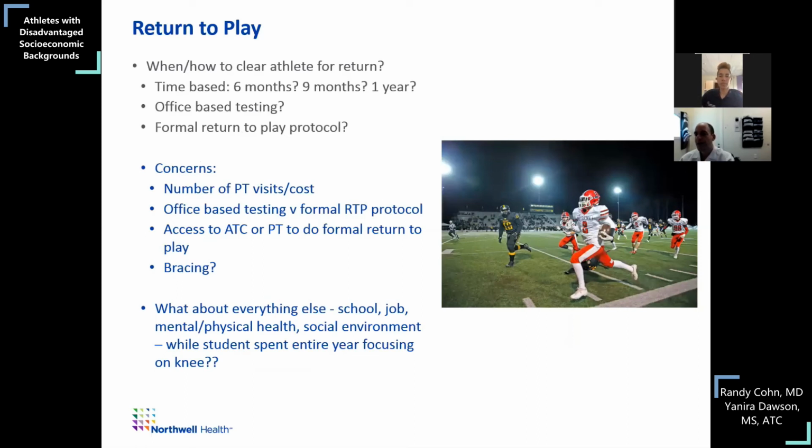How do we clear this athlete to get back on the field? Is it time-based? Are we using office-based testing? Are we using a formal return to play protocol? This requires, again, more PT visits. Are we able to even get this patient into PT for 6 months, 9 months, a year?